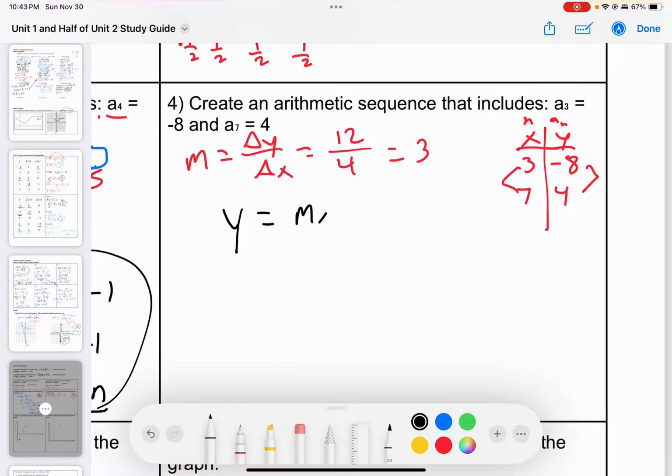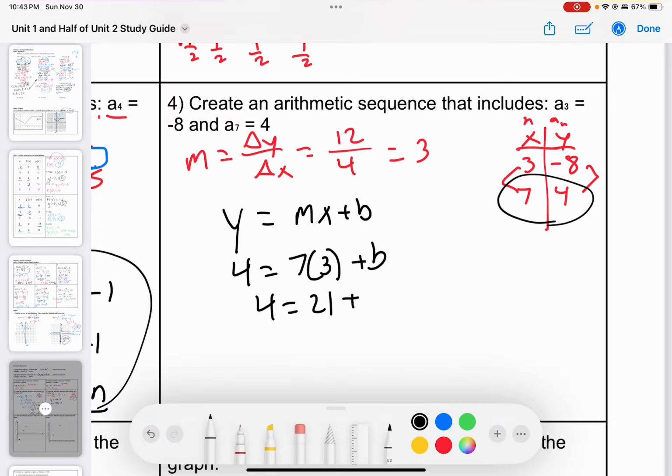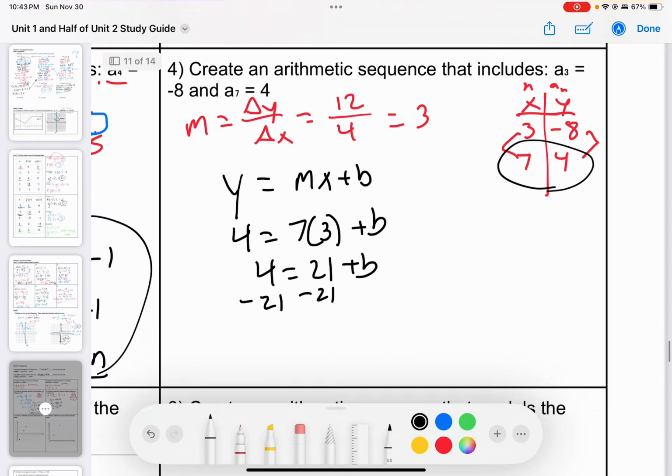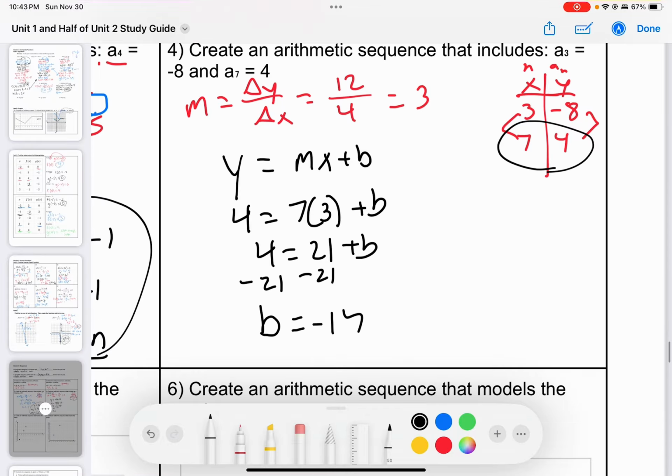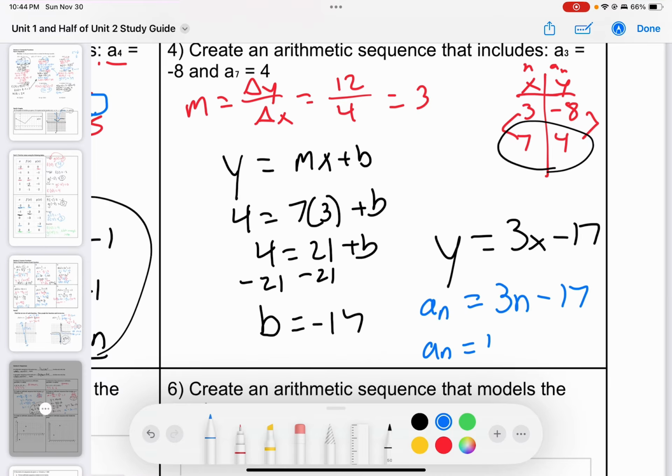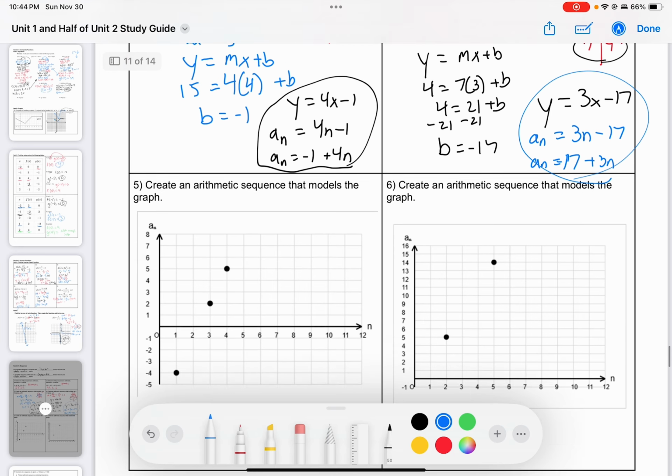Again, I'm going to substitute into y equals mx plus b. So I'll pick the second point this time. We get 4 equals 7 times 3 plus b. 4 equals 21 plus b, minus 21 from both sides. b is -17, and we get y equals 3x minus 17, or in sequence notation, a of n equals 3n minus 17, or a of n equals -17 plus 3n.